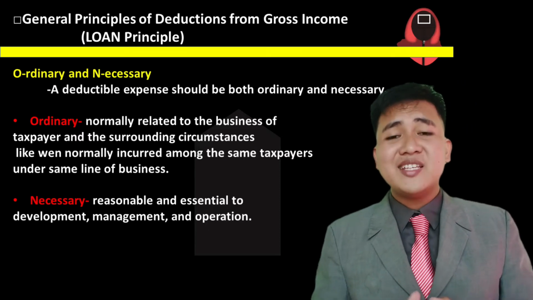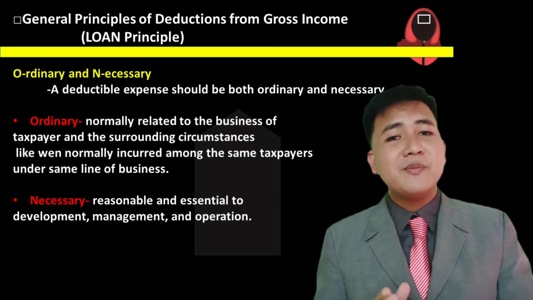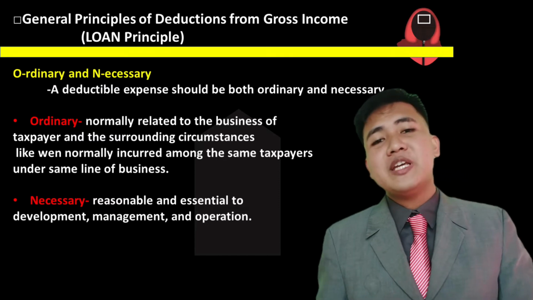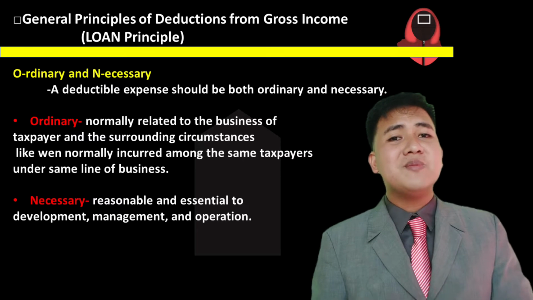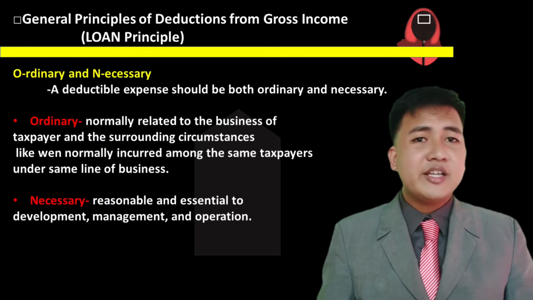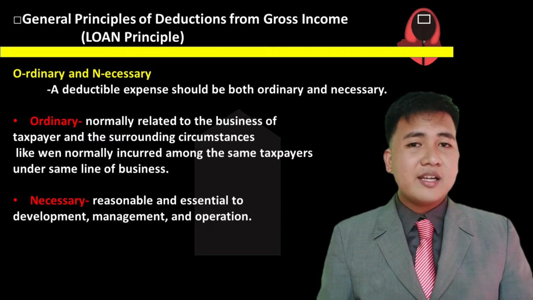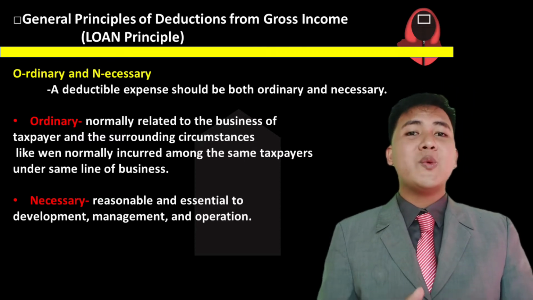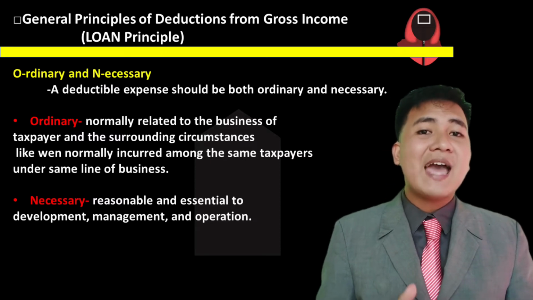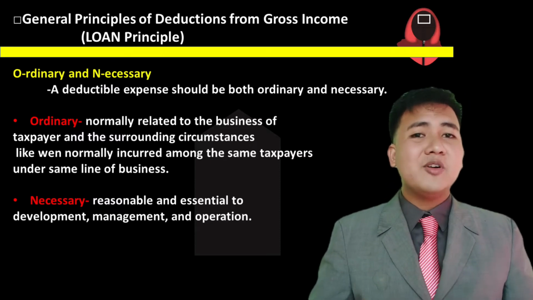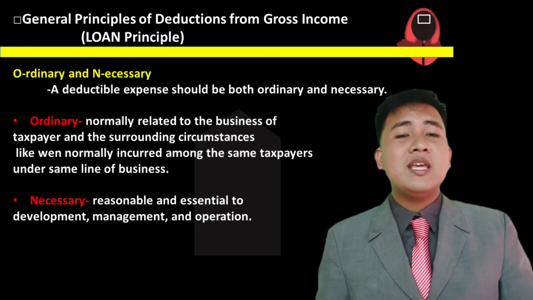On the other hand, necessary means that an expense should be reasonable and essential to the development, management, and operation of the business. So a deductible expense must be both ordinary and necessary. For instance, when do we say that a travel expense is ordinary and necessary? It is when it is incurred with a benefit in return for the business in generating income. It becomes non-deductible when it is used for personal purposes and not related to the business.